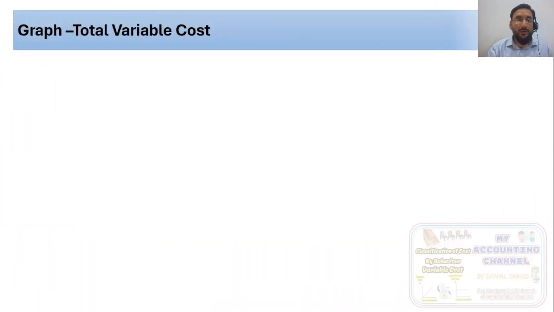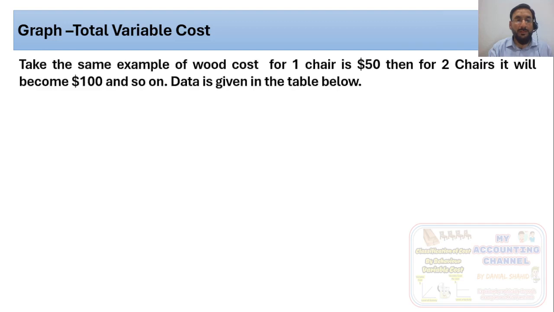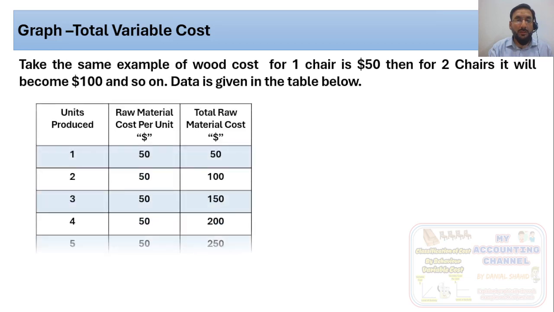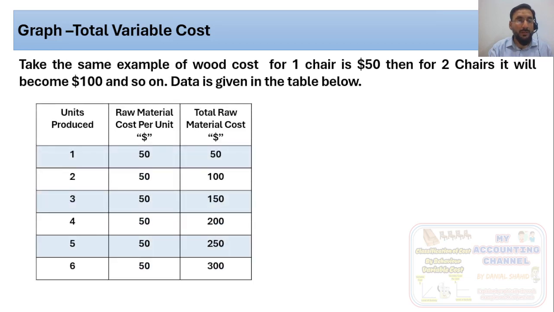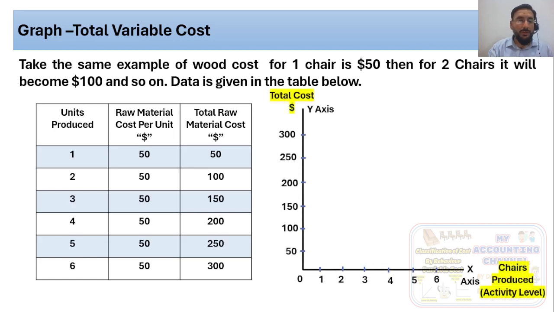Now have a look at the graph. We'll take the same example of the furniture business. One chair takes $50 of wood, and 2 chairs take $100 of wood. We have to plot this data given in the table on the graph.